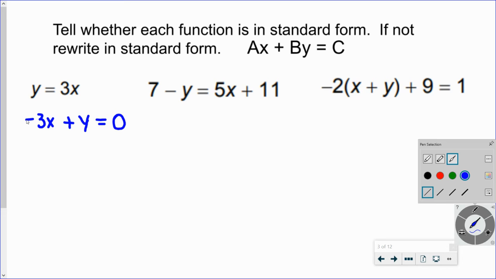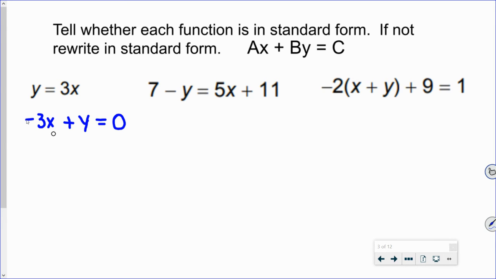Now, one quick catch. In standard form, we do not like to have what we call a leading negative. In other words, my x coefficient, we don't like for that to be negative. We like for it to be positive. So we don't have a leading negative. All we have to do to fix that is multiply everything through by -1.